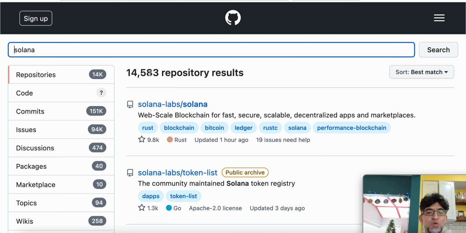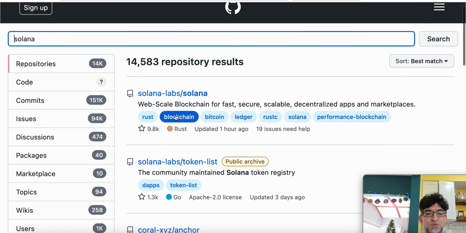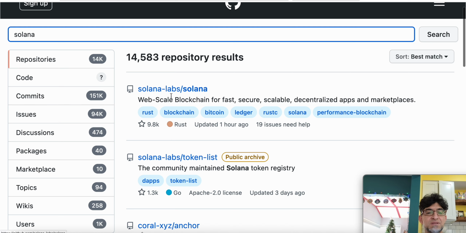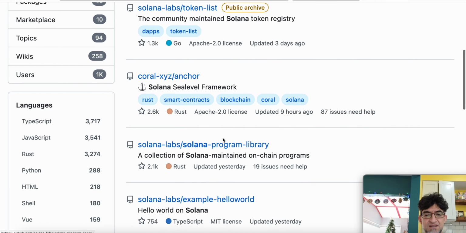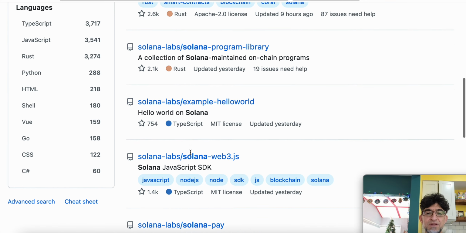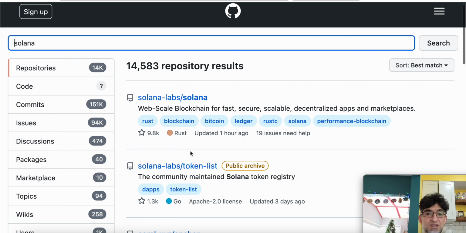So we want to see the trend of this, and we also want to see the trend of commits, but the issue is, which Solana were you looking at? Are we looking at Solana Labs, Solana Labs token list, and it goes on and on. Program library example. I mean, it goes on and on. So what do we look at?